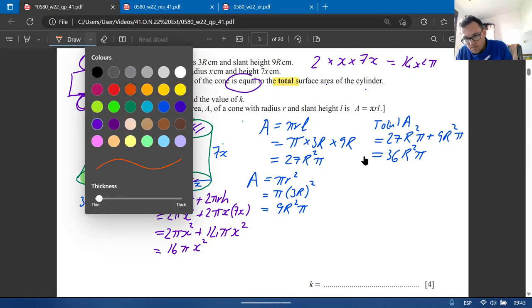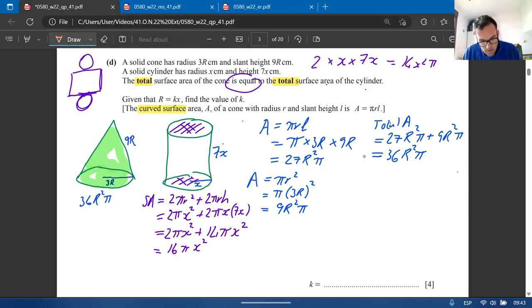Let's jump to a new color. So that means 36 r squared pi is equal to 16 x squared pi. I put the pi at the end. Like I said, you could have 16 pi x squared or 16 x squared pi. Who cares? Right, so what do we want? Given that r equals kx, we can get rid of stuff, then it would be beautiful. And we can. Look there, we want the r alone. So let's do that.